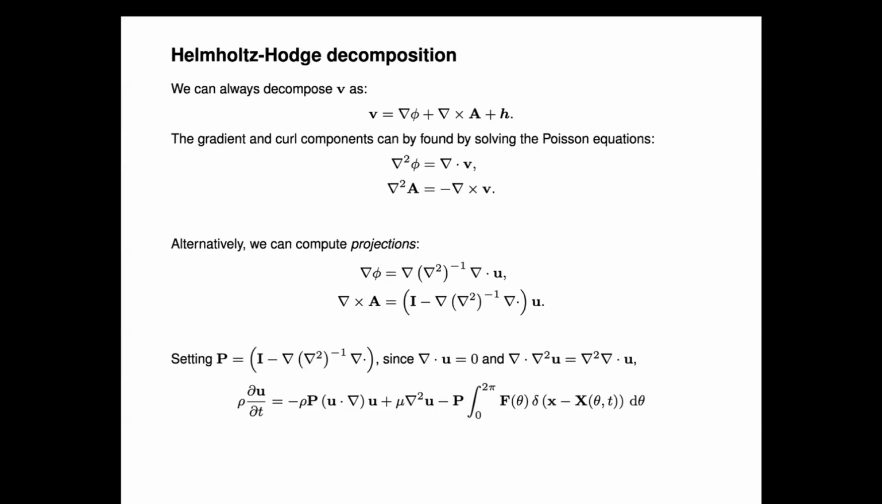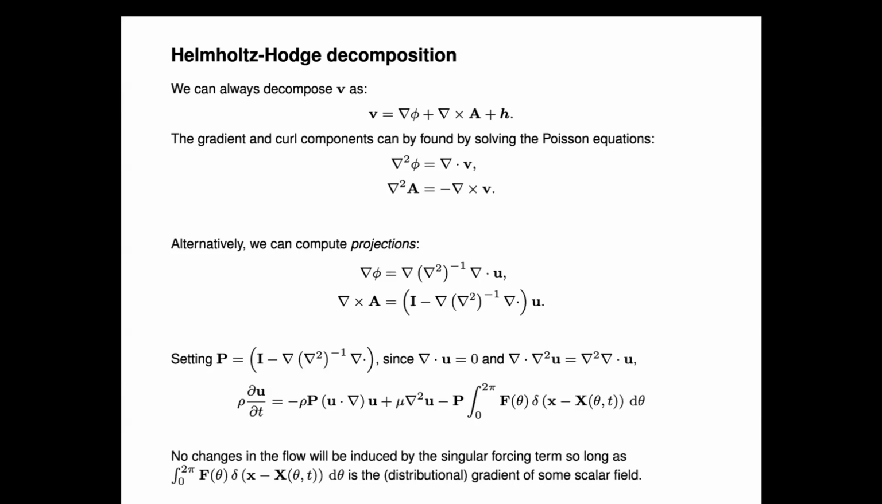The velocity field that shows up in the Navier-Stokes equations is an incompressible velocity field. And at least on a periodic domain, we can interchange the divergence and Laplacian. And so what that says is that the time rate of change of velocity is the projection of this part that comes from the convective term, plus this Laplacian term, minus the projection of the force from the boundary onto the Eulerian frame.